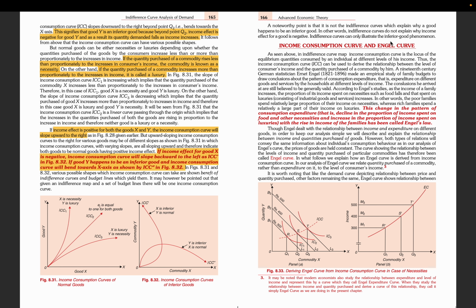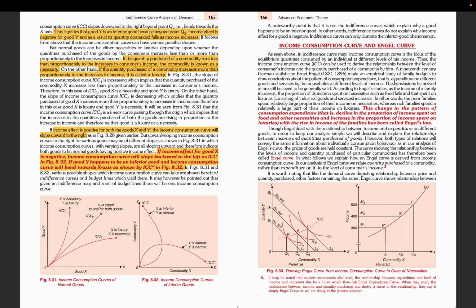In other words, indifference curves do not explain why the income effect for a good is negative. Indifference curves can only illustrate the inferior good phenomenon. We've already seen the inferior good phenomenon, but the ICs cannot explain why the income effect for a good is negative.